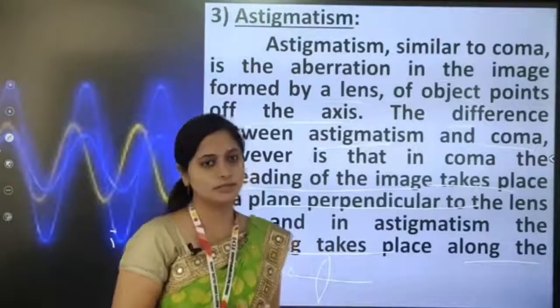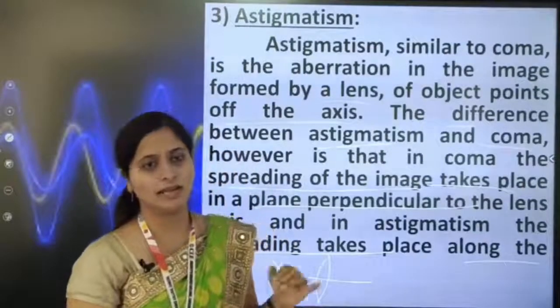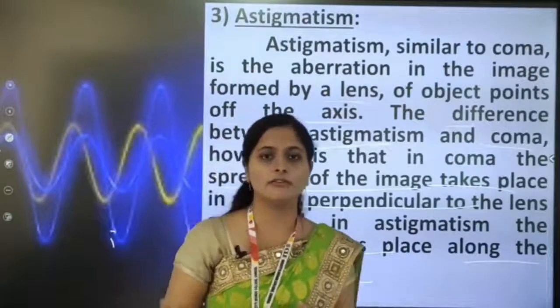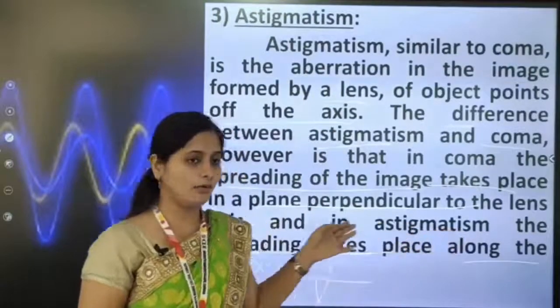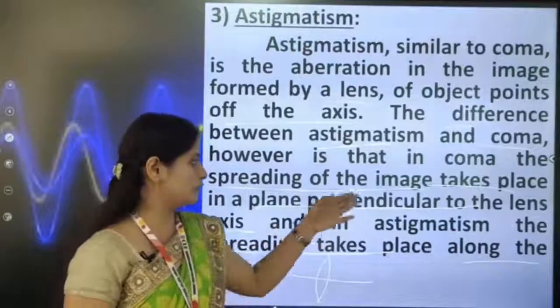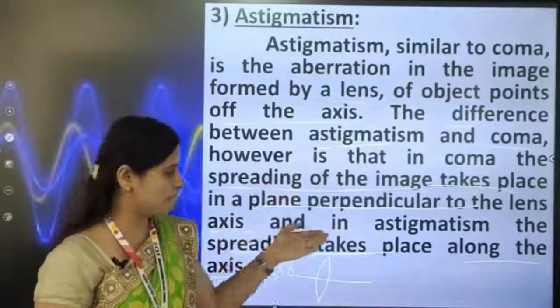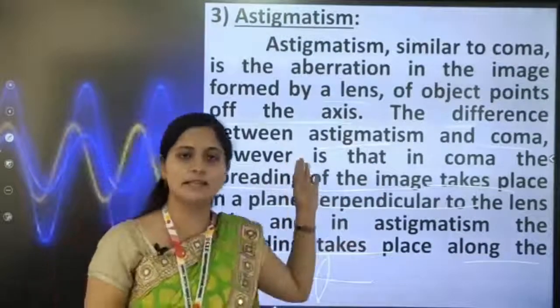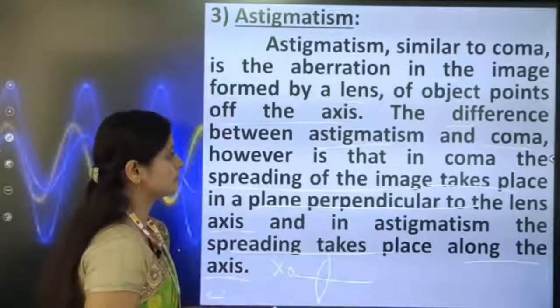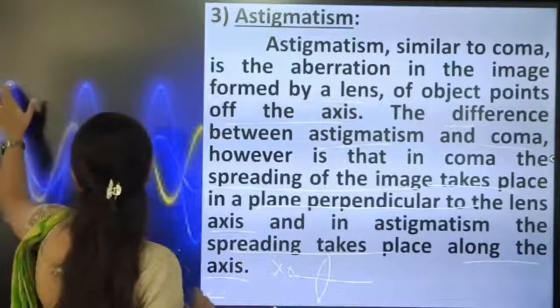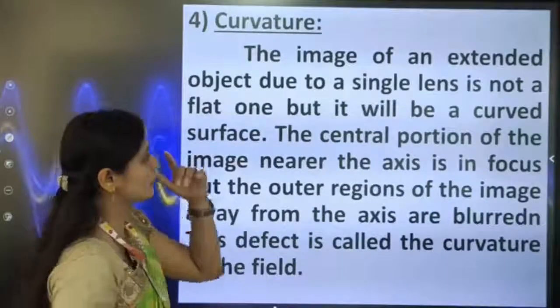Got it? Up to this we studied the aberration and chromatic aberration. When we are applying monochromatic light, the spreading of the image takes place along the axis, but in the plane perpendicular to what? The lens axis. So this is what? Astigmatism. So next, the fourth one is what?